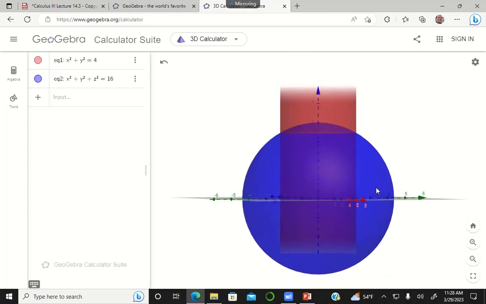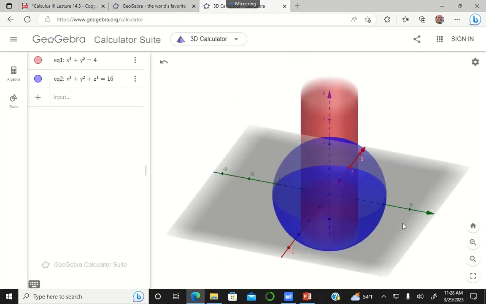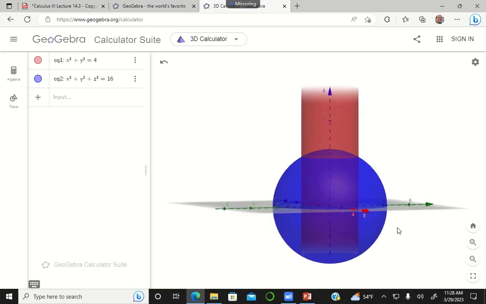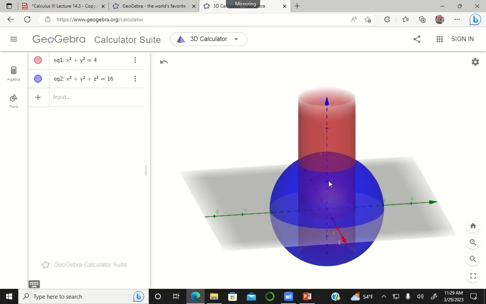Do you see how the xy plane slices the sphere in half? Okay, so that's what I'm going to do. I'm just going to calculate the volume above the plane, because that's easy to do with a double integral, and then I'll multiply it by 2.